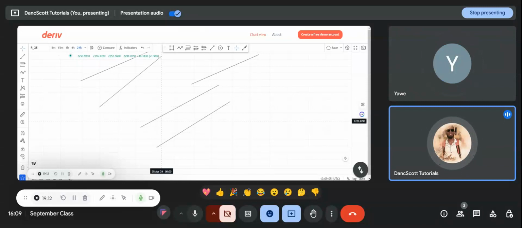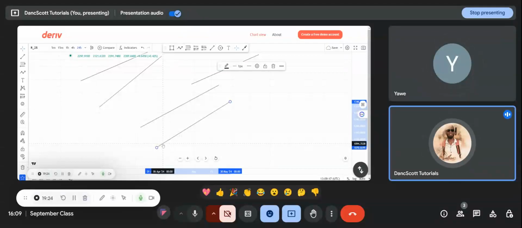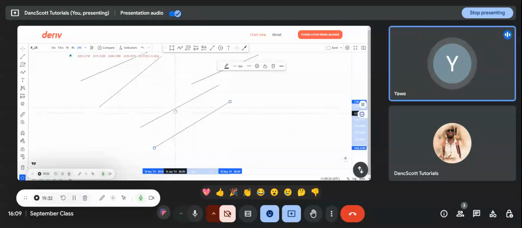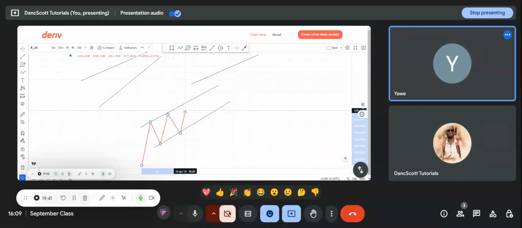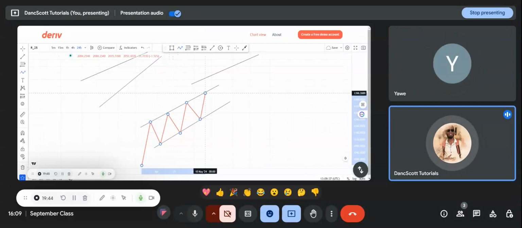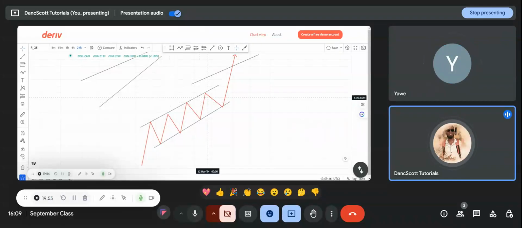What makes this a channel? The distance between these two trend lines is parallel, meaning it is the same. Are you understanding? That is the difference between a channel and a rising wedge. The distance between the price movement is the same. Price is coming from here, doing this, doing that, then eventually it breaks out and continues. So this is a channel.